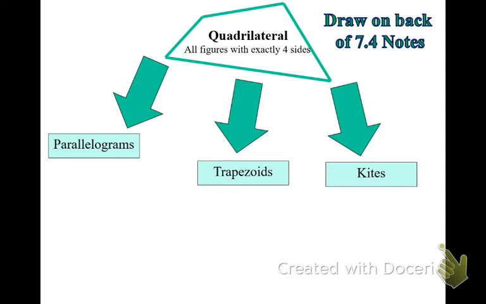So, at the top, you're going to put quadrilateral. You can put it in a funky four-sided figure like mine. A quadrilateral is any figure with exactly four sides. So you're going to write that in. And then we're going to fill in this blank.